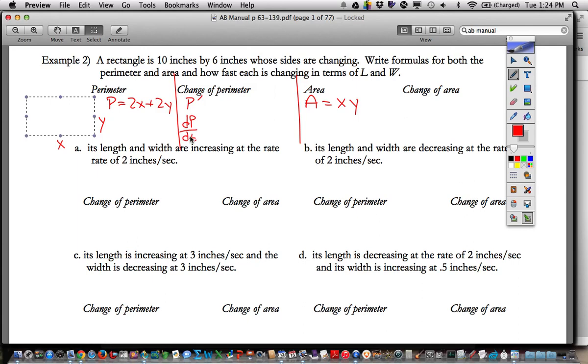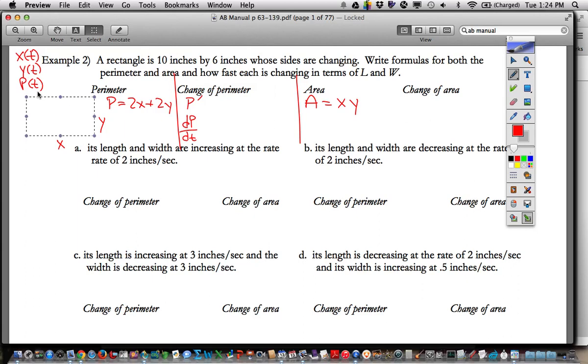It wouldn't be with respect to x. It wouldn't be with respect to y. It would be with respect to t. The t isn't even in the problem as far as a variable, but x, y, and p are all changing with respect to time. So x is really x of t, and y is really y of t, and p is really p of t. In other words, they all have a value based on a certain time.